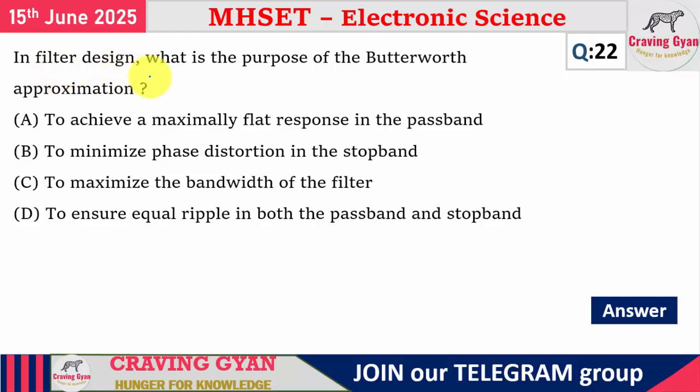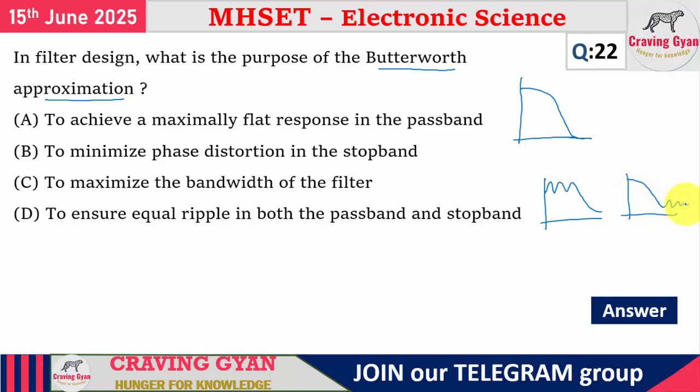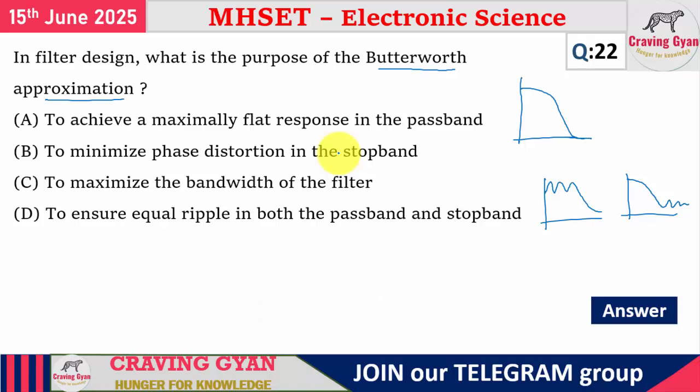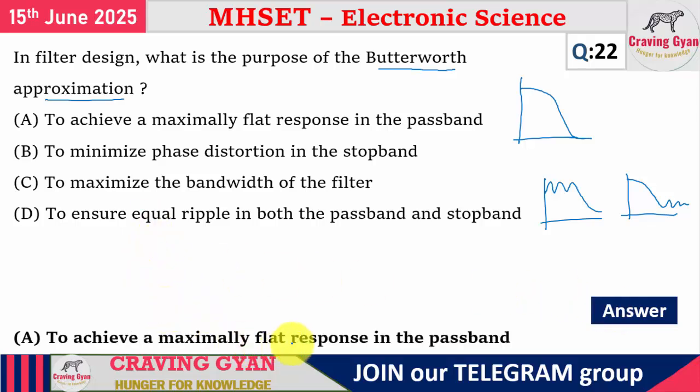22nd question. In filter design, what is the purpose of the Butterworth filter or Butterworth approximation? In the case of the Butterworth filter, you will not have any ripples in the pass band or in the stop band. But in the case of the Chebyshev filter, you will have ripples either in the pass band or in the stop band. So the main purpose of the Butterworth filter is to minimize this ripple and achieve a flat response. Based on this explanation, option A is correct: to achieve a maximally flat response in both the pass band and stop band.